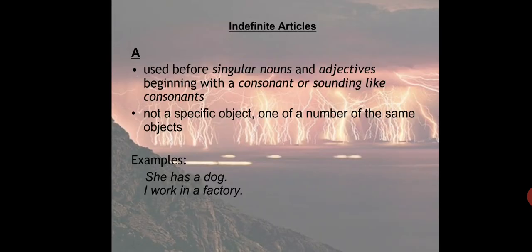So, a is used before singular nouns and adjectives beginning with a consonant or sounding like consonants, not a specific object, one of a number of the same object. Example, she has a dog. I work in a factory. So it's not a very important thing.